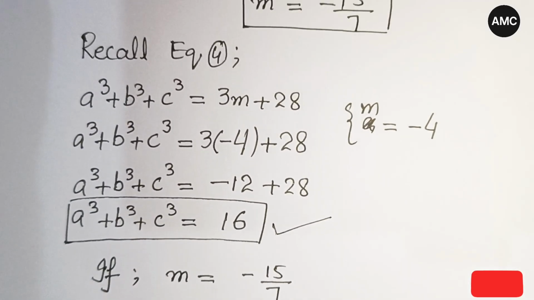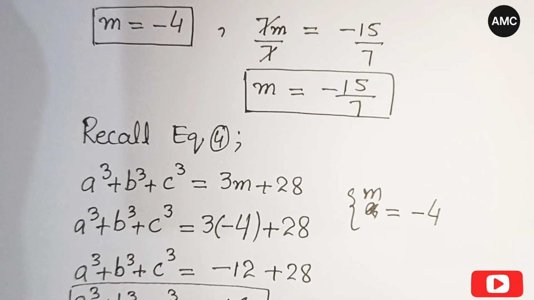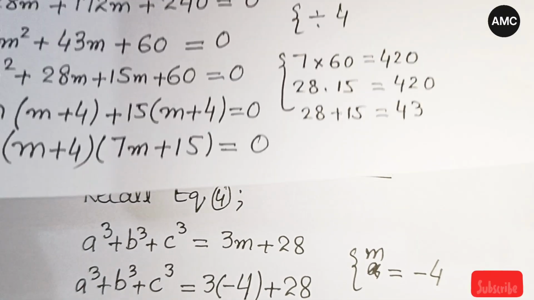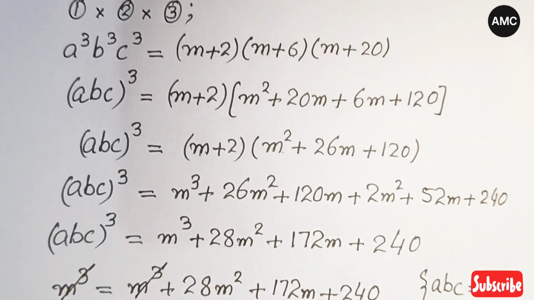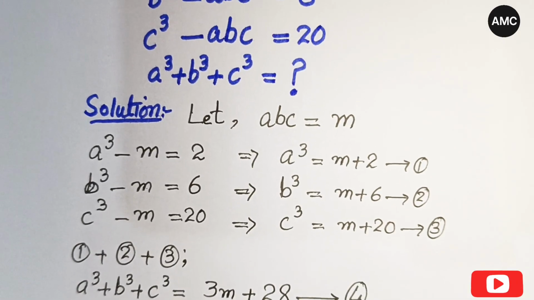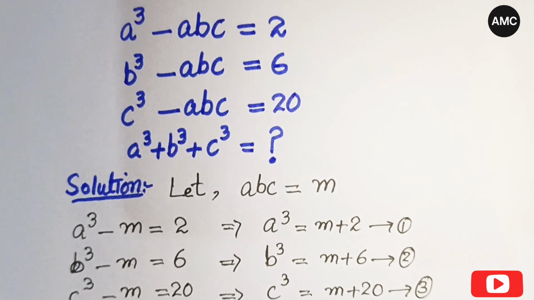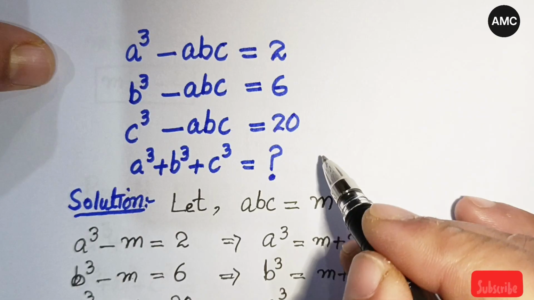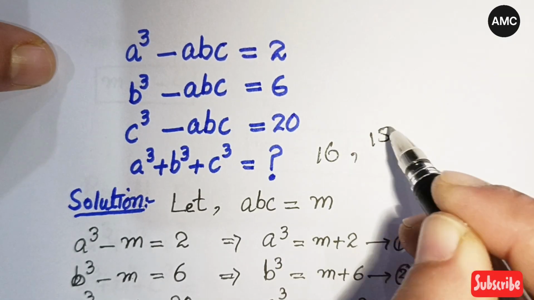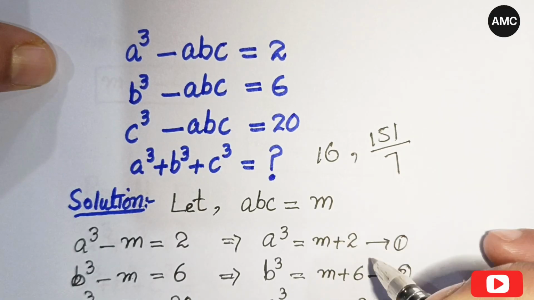So it was our entire solution, that is, we have two values of a cubed plus b cubed plus c cubed. Our first value is 16, and another one is 151 over 7.